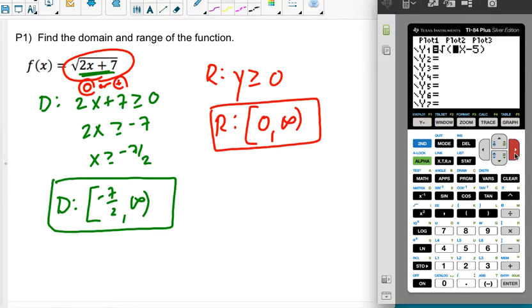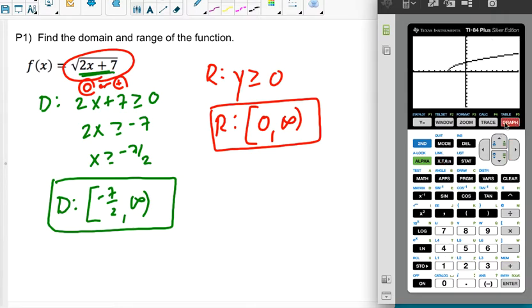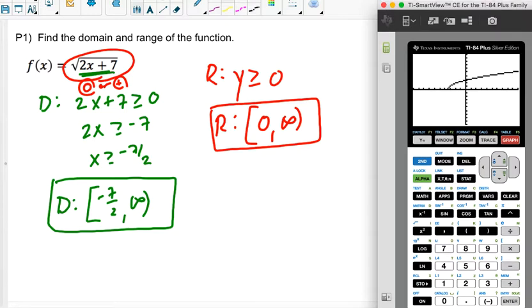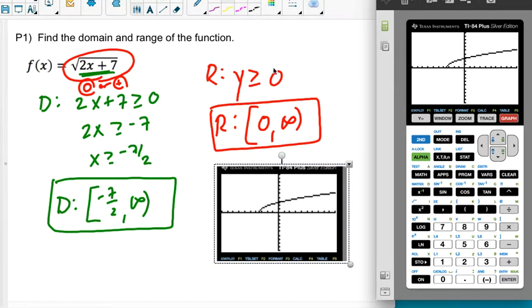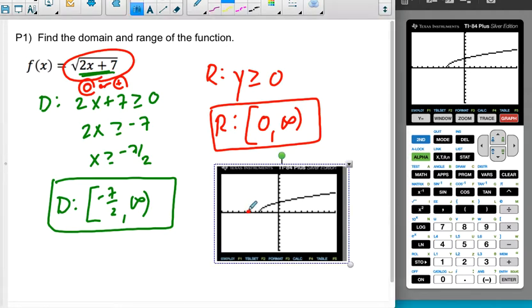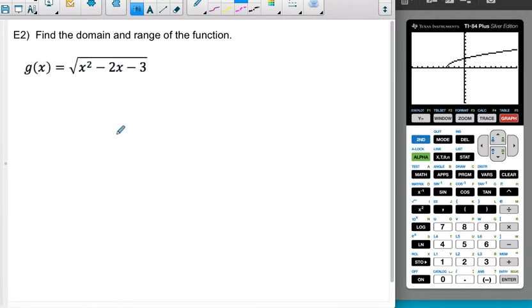So if we go here and make this a 2x plus 7 and graph, you'll see that sure enough, my range is 0 to infinity. The graph goes up from 0, and the graph goes right from -7/2. So you can confirm that if you look, the range starts at 0 and goes up, and the domain starts here at -3.5 and goes to the right. So -3.5 to infinity. All right, so let's try that again.